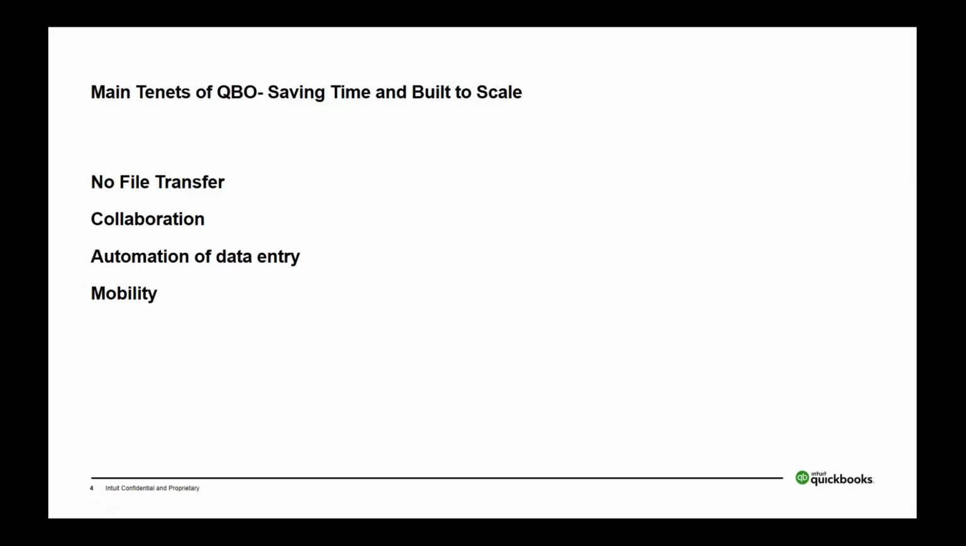The main tenets of QBO: no file transfer. Obviously, that's an obvious one, right? No accountant's copy file, backup, portable, right? QBB, QBX, QBY, any of that stuff, right? Collaboration within the firm. They would have gone over that in the first account best practice with team and QBOA, but also collaborating with your client.